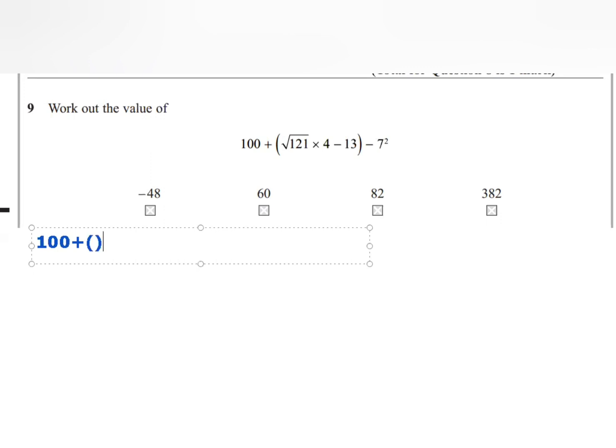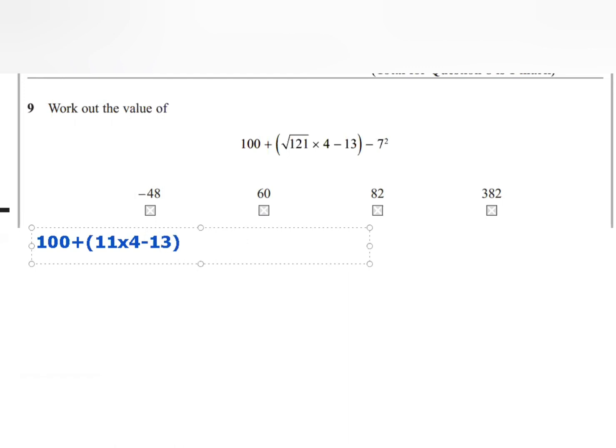Let's do brackets first. We have the square root of 121. The square root of 121 is 11. So we write 11 inside the brackets. The 11 is multiplied by what? Multiplied by 4, and then minus 13.